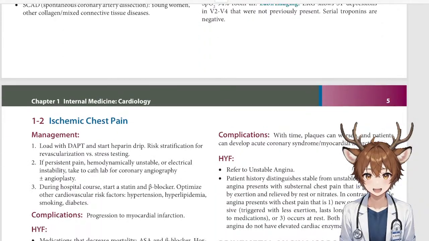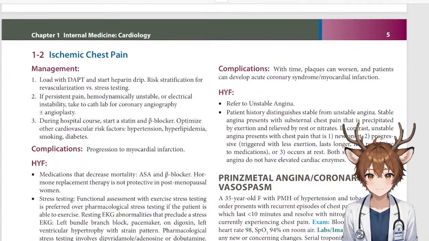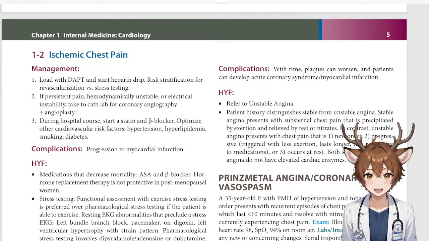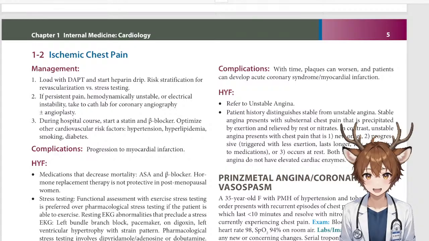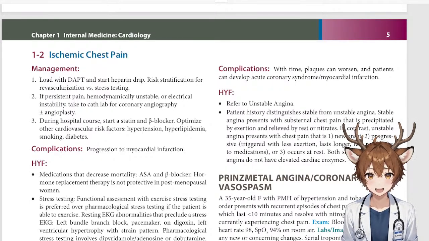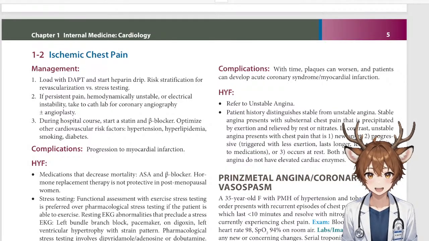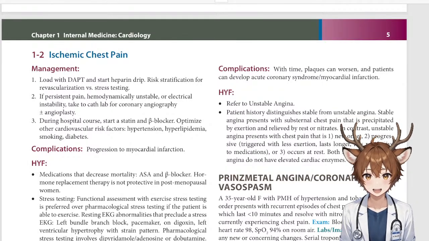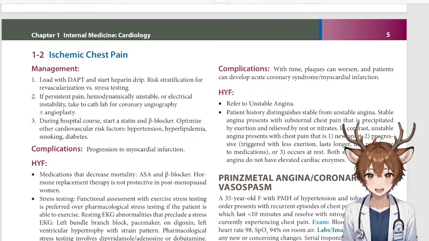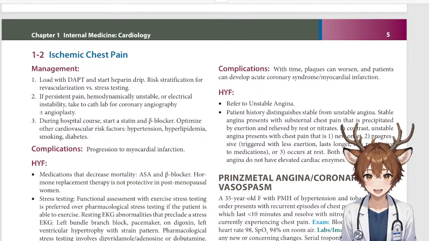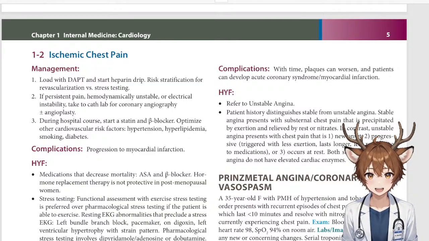Well, how do you treat unstable angina? Load with dual antiplatelet therapy and start heparin drip. Risk stratification for revascularization versus stress testing. If persistent pain, hemodynamically unstable, or electrical instability, take to cath lab for coronary angiography plus or minus angioplasty. During the hospital course, start a statin and beta blocker. Optimize other cardiovascular risk factors: hypertension, hyperlipidemia, smoking, diabetes. Complications: progression to myocardial infarction.